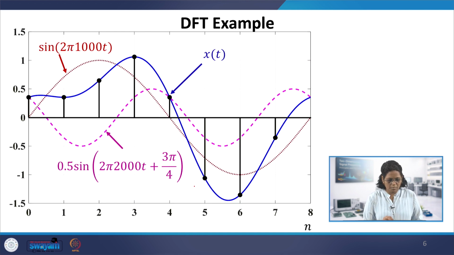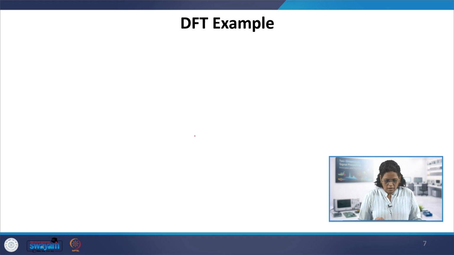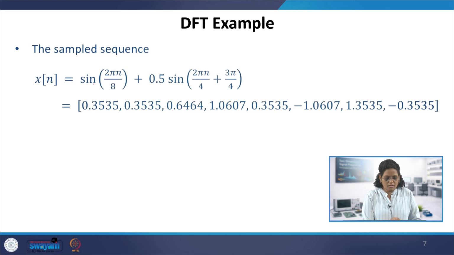Then we get the samples. The signal x of t is plotted, and the sine wave which is part of it is also shown here, and the sine of 2000 t is also shown here. The summation of these two sequences results in x of t. And now we take the sequence and sample it.